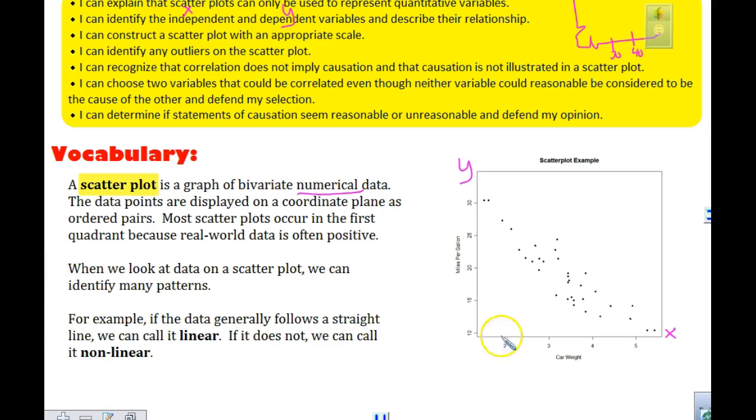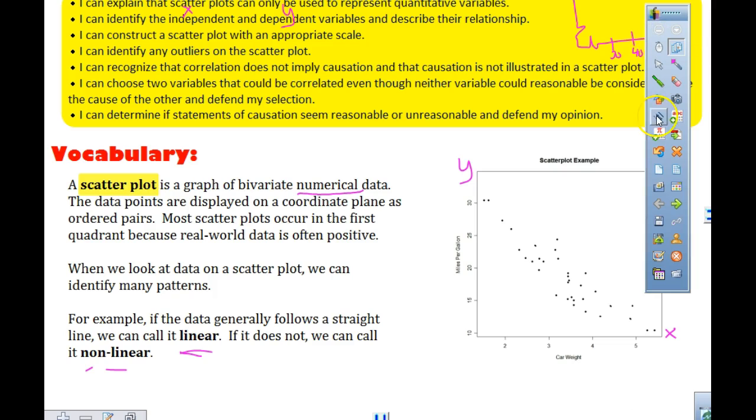Christian, you want to keep going for us? When we look at the data on the scatter plot, we can identify many patterns. For example, the data generally follows a straight line. We can call it linear. If it does not, we can call it nonlinear. So if we were looking at this data, does this look pretty linear? Yeah. Because I put like a line of best fit, could I put a straight line kind of through that data and have half the data points be above and half the data points be below it?